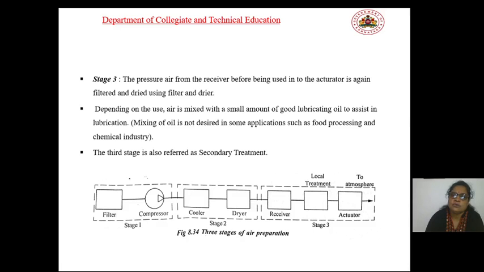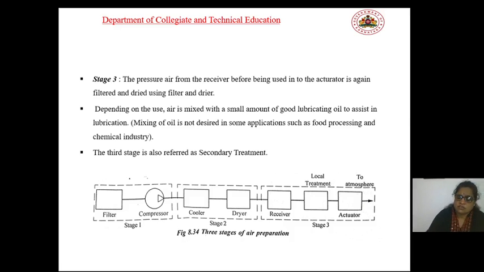lubricated. Depending on the use, the air is mixed with a small amount of good lubricating oil to assist in lubrication, because due to the rubbing action of the intricate parts, frictional forces exist, and that has to be removed, and the temperature due to the frictional force also has to be removed. So for that we have to mix the oil. This mixing of oil may not be required in most applications, but in certain applications it is needed, especially in mechanical systems. In food processing and chemical industries, the mixing of oil stage may not be used.